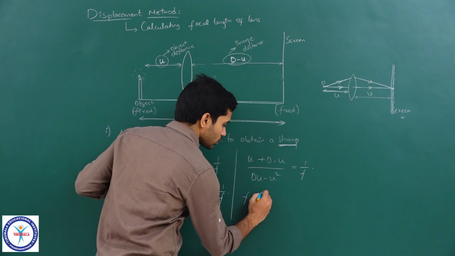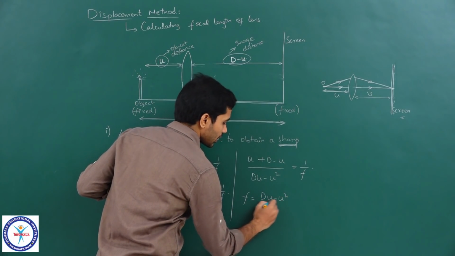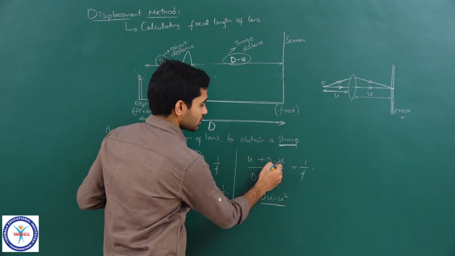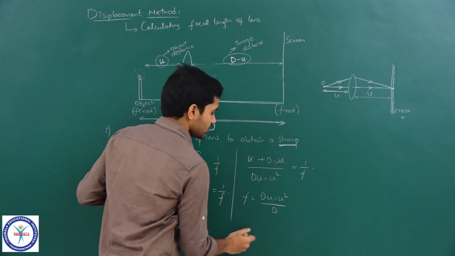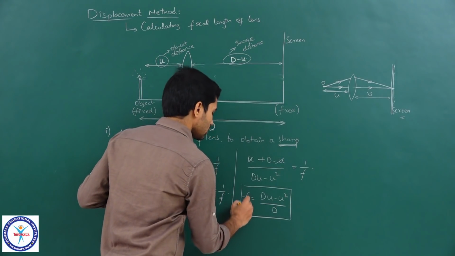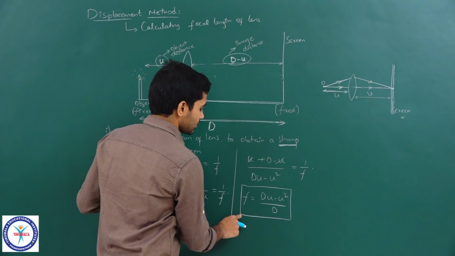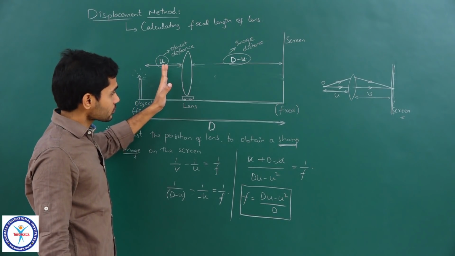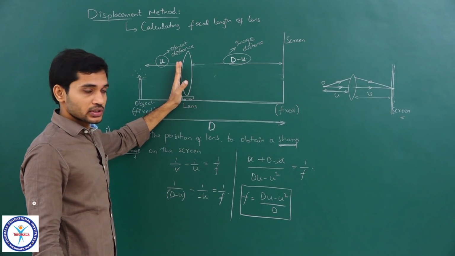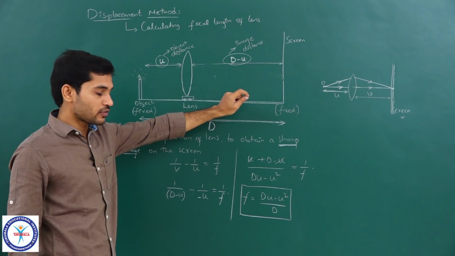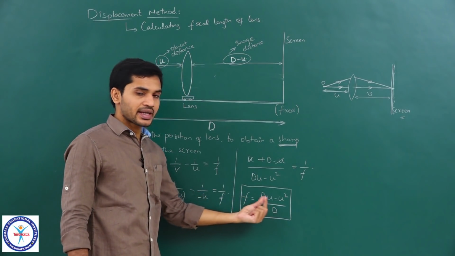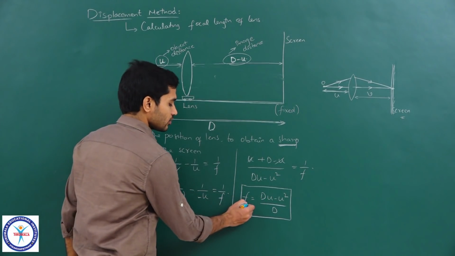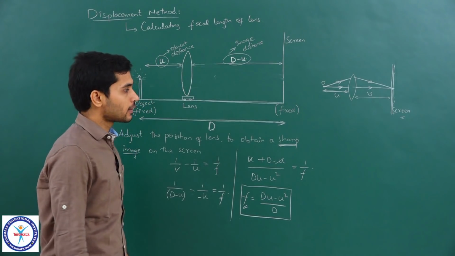Now, just simplify this to find the value of f. You will get f is equal to du minus u square divided by, what is that in the numerator, u and u gets cancelled, d. So, that would be the focal length of the lens, right. If I know the distance at which the lens is for the sharp image being formed, I can directly substitute that into this expression and find the focal length of the lens, clear. So, that is the idea.